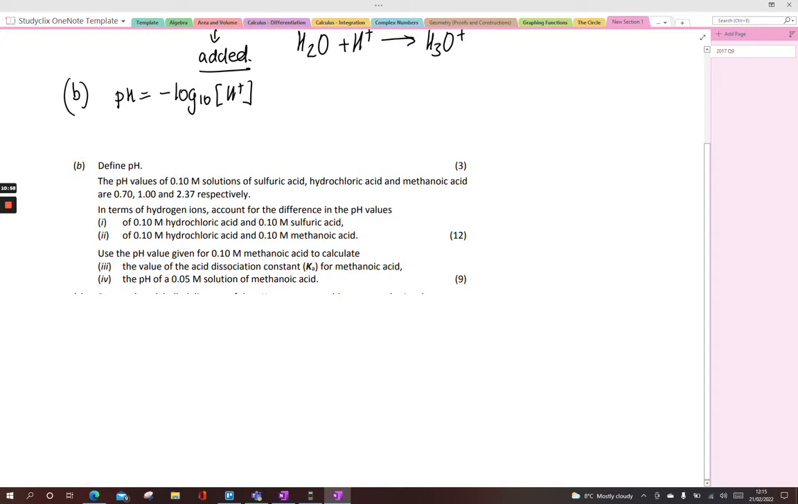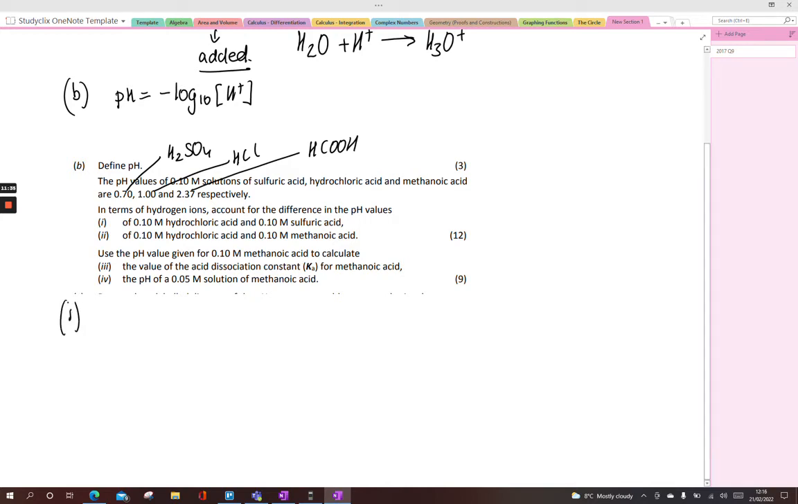The pH values of 0.1 molar solutions of sulfuric acid, hydrochloric acid, and methanoic acid are that, and that respectively. So there's my sulfuric acid, respectively just means in order. There's my hydrochloric acid. There's my methanoic acid. In terms of hydrogen ions, account for the difference in pH values. Now the thing here is, sulfuric acid is a dibasic acid. Hydrochloric acid is a monobasic acid. And methanoic acid is a weak acid found in nettle or ant stings.